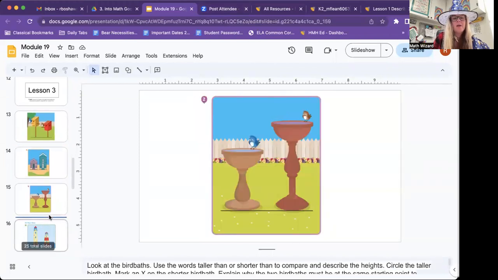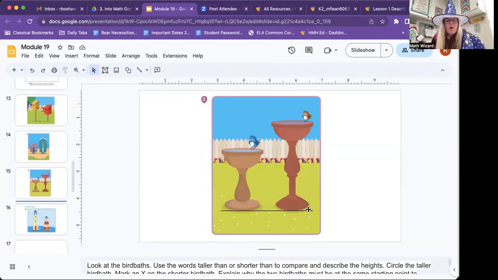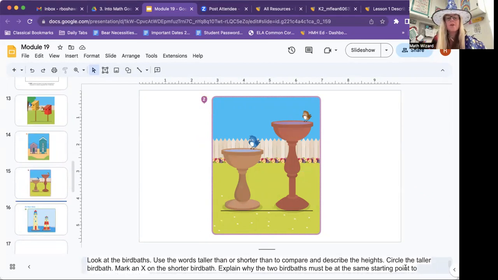All right, here we go. Oh, bird baths. Look at the bird baths. Use the word taller than or shorter than to compare and describe heights. Taller than, shorter than. Say it. Taller than, shorter than. You say it. Good. Okay, circle the taller bird bath. Which one's taller? Go ahead and circle it.